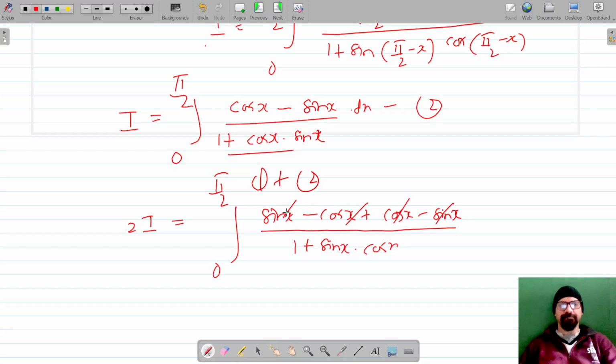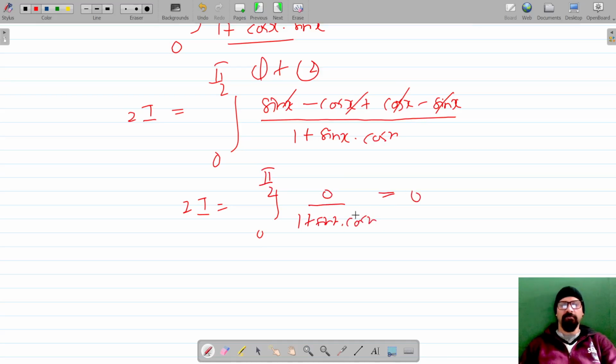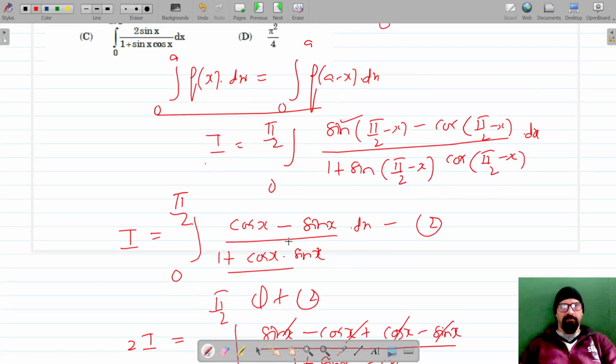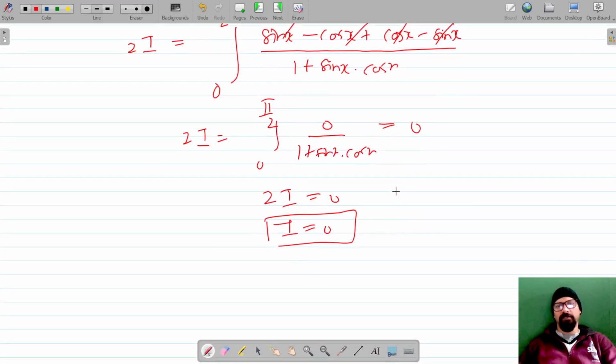This gets cancelled. Now 2I is equal to the integral from 0 to pi by 2 of 0 upon 1 plus sine x into cos x, which is equal to 0. So 2I is equal to 0, which gives me I is equal to 0. And we have our option as B. So B is the correct option here. So this is option B.